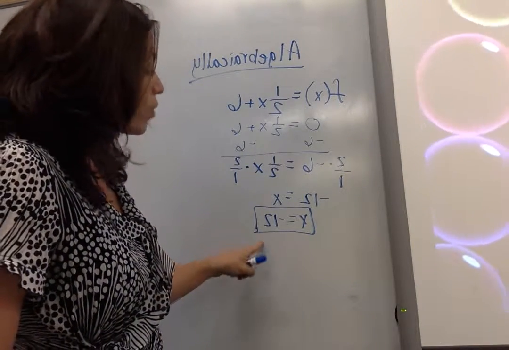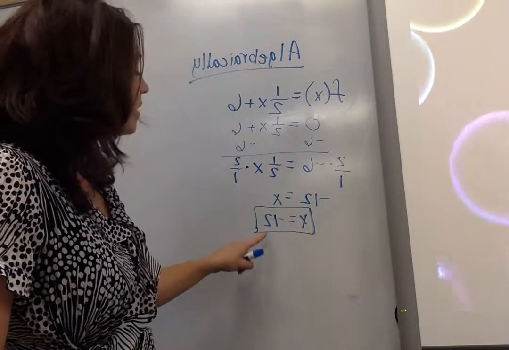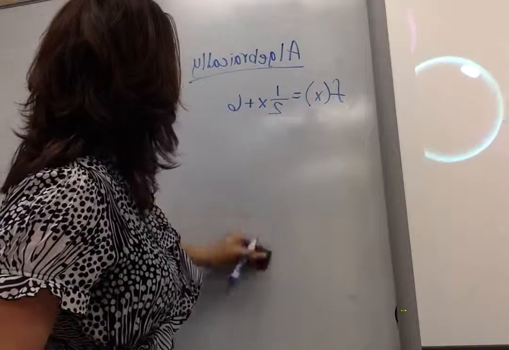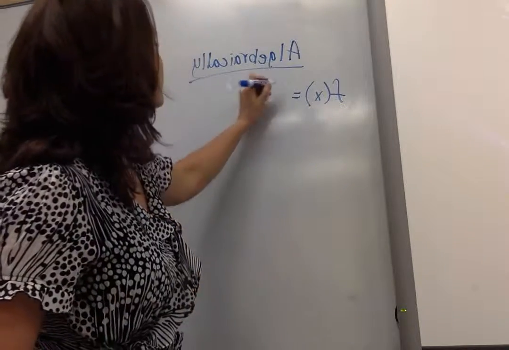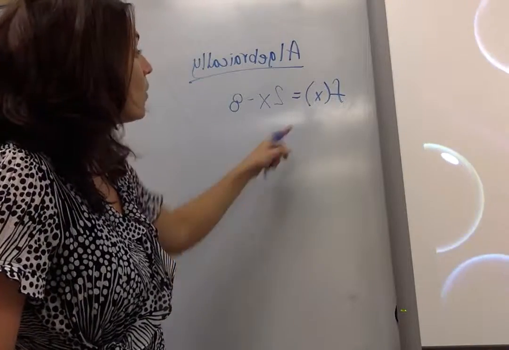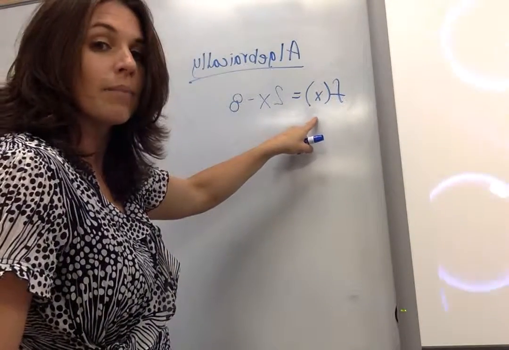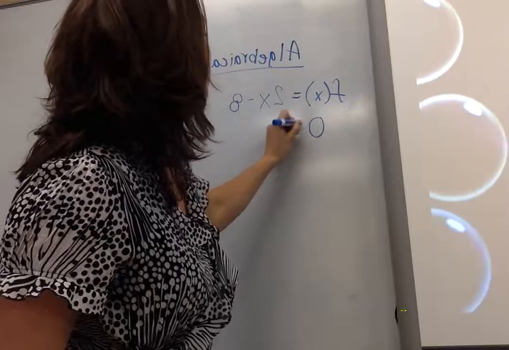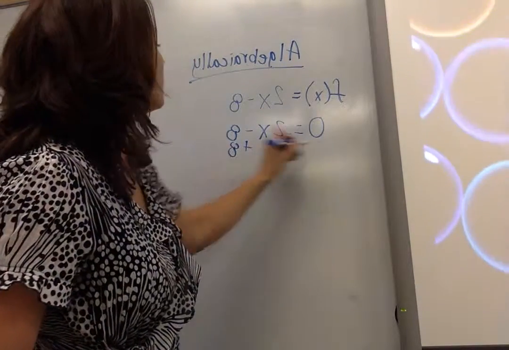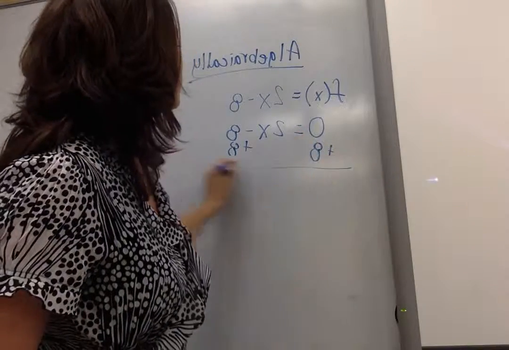So where does it cross the x-axis? It crosses it at -12. Let's try one more. Let's say I have 2x minus 8. Same logic. I know that my y is going to be 0, so I plug in 0 for y, and I solve for x, so I add 8 to both sides, additive inverse.